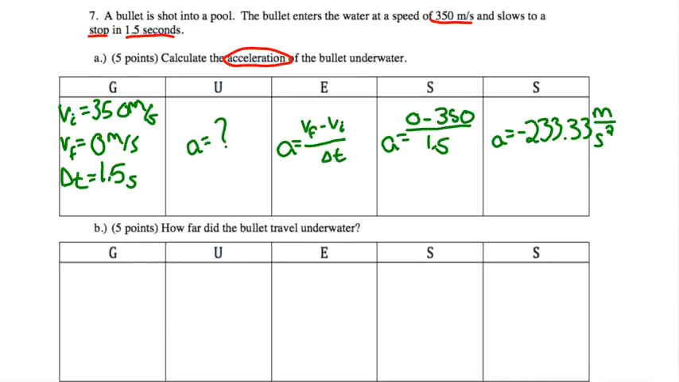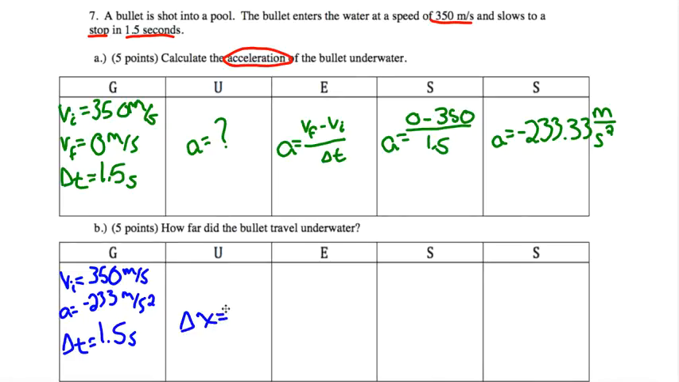Alright, B. How far did the bullet travel underwater? Well, let's remind ourselves of some of the givens that we know. We still know what velocity it started with. Velocity initial was at 350. We also know our acceleration. We just found it. It's at negative 233. And we knew that the time still is at 1.5, the time it had to move. The unknown, what they ask us to find, is distance.